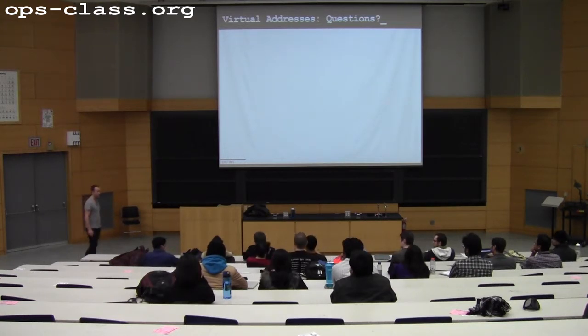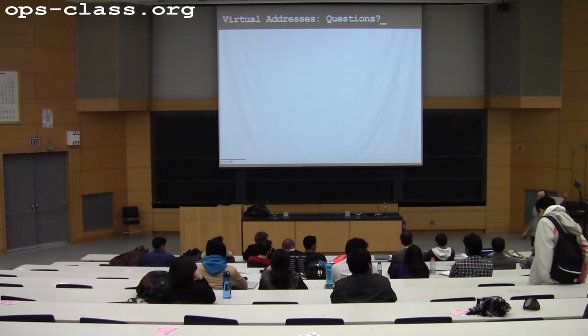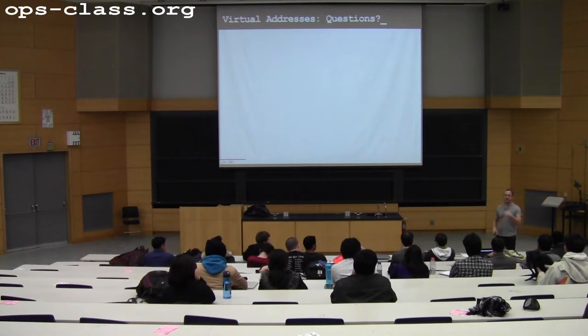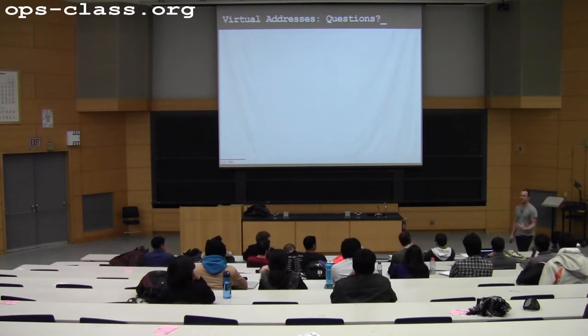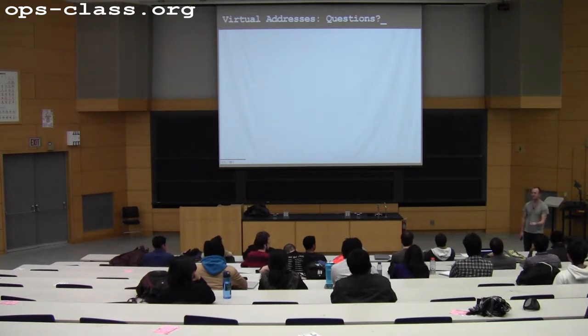Any other questions about virtual addresses? Yeah. So the question was, why do we need extra hardware to help us translate addresses? And the reason is because software is too slow. The only way that I'd be able to do this is, imagine if every memory instruction generated an exception that the kernel had to handle, your computer would still be booting if you started it a week ago.